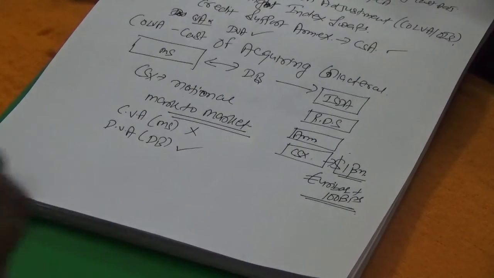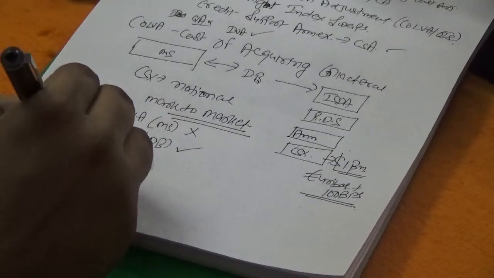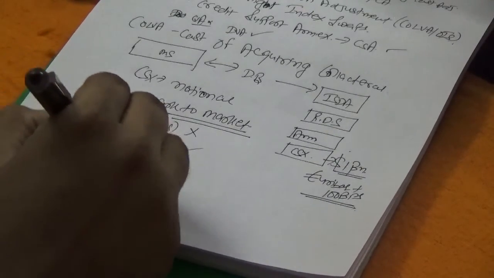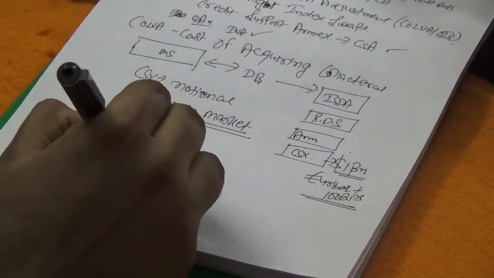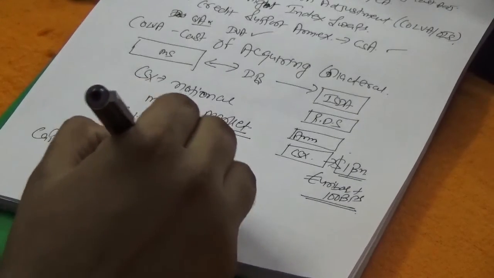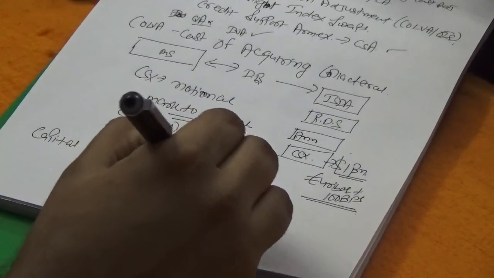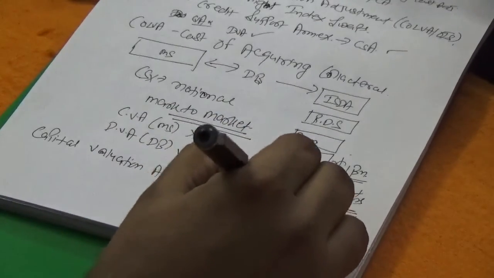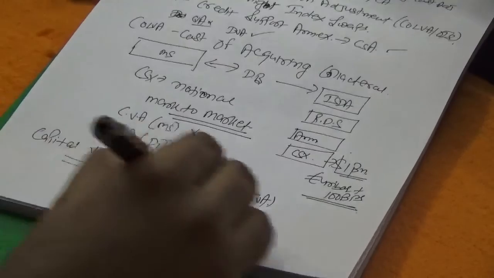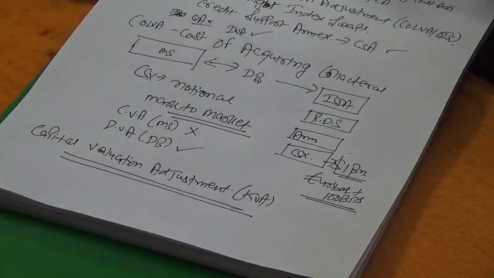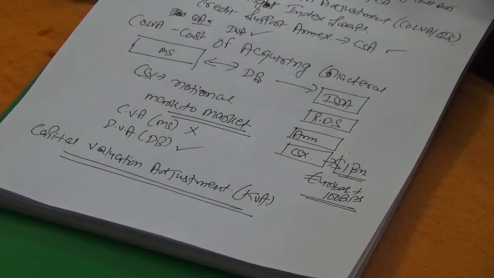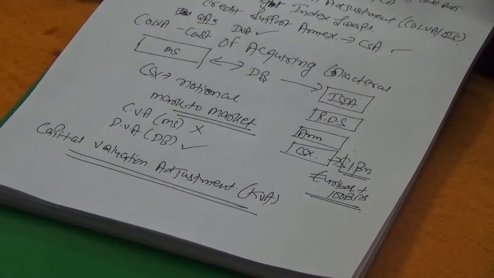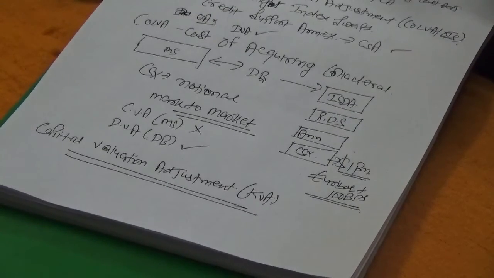Last but not the least, we have capital valuation adjustment, which is shortly known as KVA. This is one form of valuation adjustment.